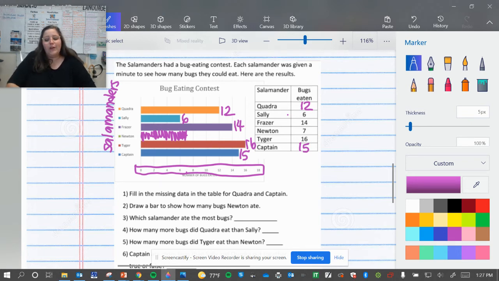Now, which salamander ate the most bugs? Well, we can look at these numbers very easily. Oh, we forgot to put Newton at 7. Look at these numbers very easily and see which one's the highest, which one's the most. 16, and who ate 16? Tiger. Tiger with a Y.